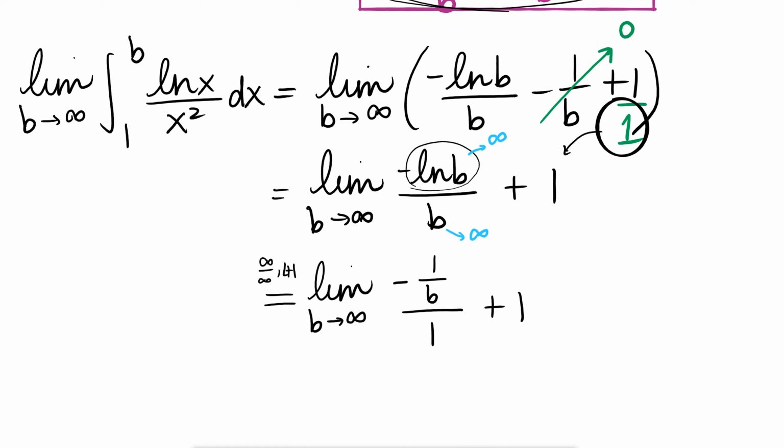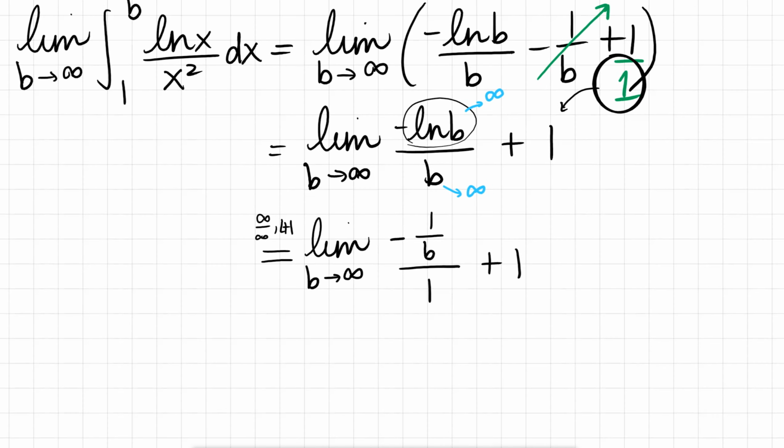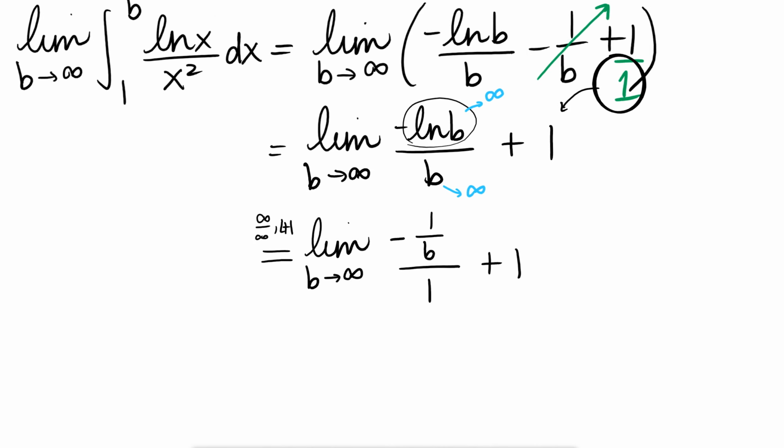L'Hopital's tells me just if the top and the bottom are going to infinity at the same time or 0 at the same time, then the ratio of their derivatives will be going to that same limit. And so what do we notice here? Well, what's happening to 1 over b as b goes to infinity? That's going to 0. What's happening to 1 as b goes to infinity? That's going to 1. So 0 over 1 is 0. So my final answer is 1.